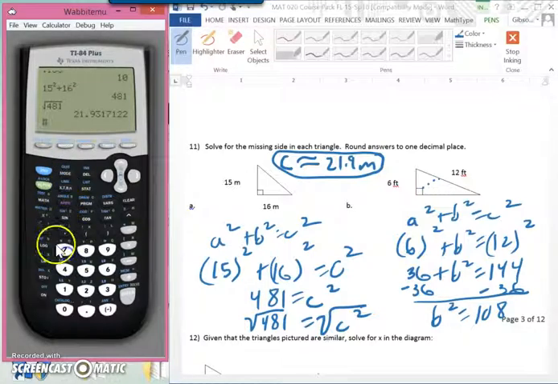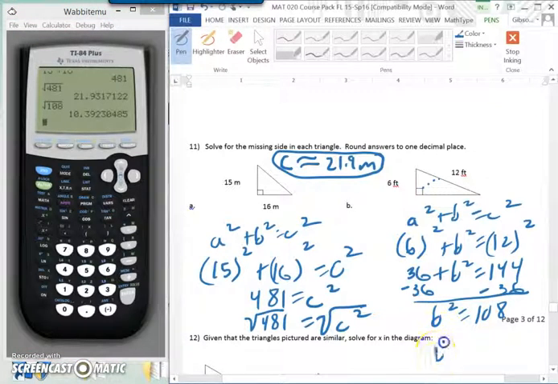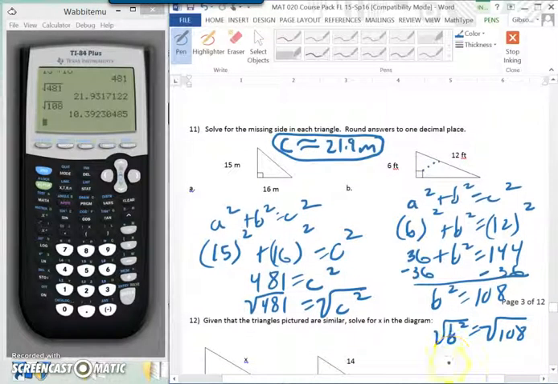So we would take the square root. We know we have to take the square root of both sides. So we'll take the square root of 108, and we know that'll give us 10.4 as the final answer. So we would take the square root of B squared and the square root of 108, and our final answer would be B is approximately 10.4 feet. That would be the final answer.